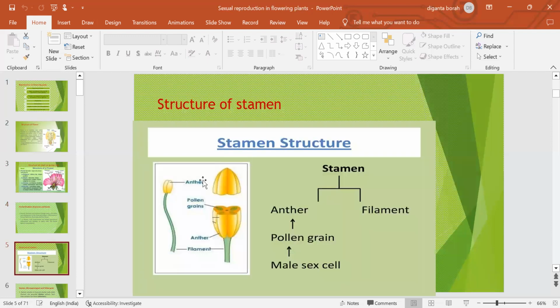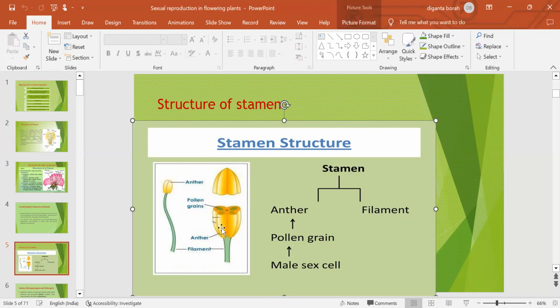Next, we come to the structure of the stamen, the male reproductive organ. The male reproductive organ is the stamen or androecium. This is the structure of a stamen. Stamen has two parts. The first one is called the anther, the second part is called the filament. The uppermost part is called the anther, and the stalk-like structure is called the filament. Within the anther, pollen grains are formed, and from the pollen grain the male gametes are produced. So this is the structure of the anther.